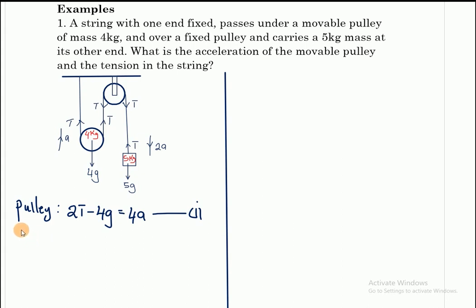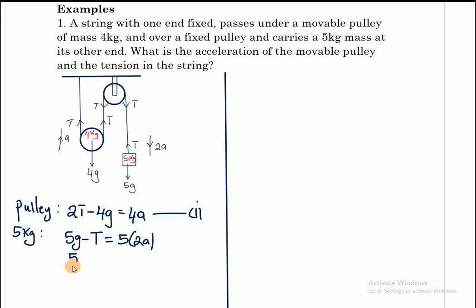Then consider the motion of the 5 kg body. It is moving downwards, so the weight will be bigger than the tension. So I have 5g minus T is equal to the mass, which is 5, times the acceleration of that body, which we are saying is 2a.